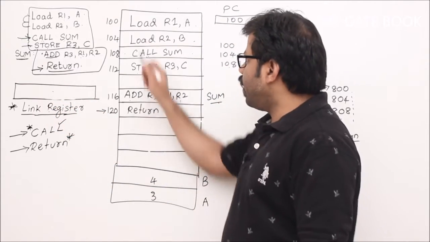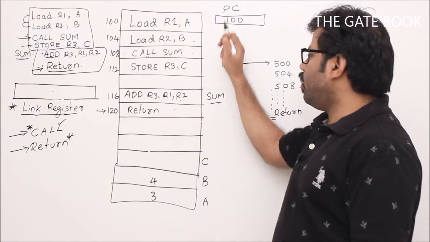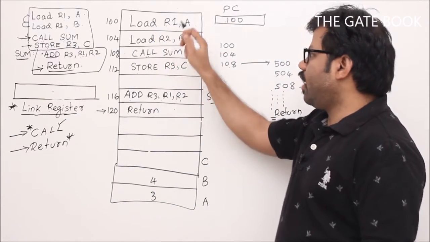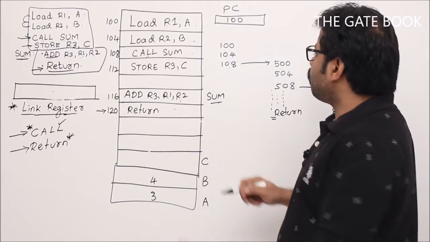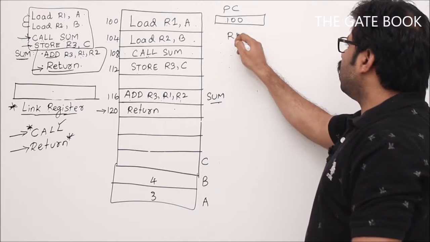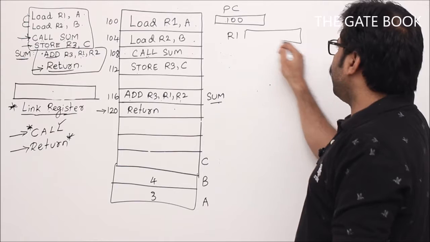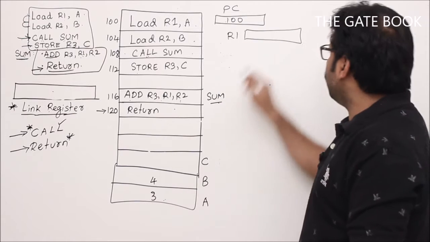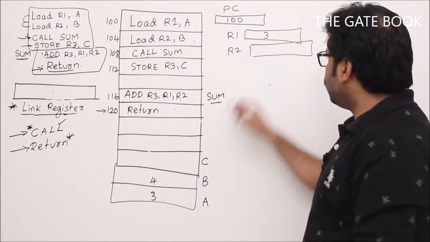Now we blindly execute our program like a normal program. Initially the program counter will be 100. Load R1 comma A. When it is executed, what happens? R1 now contains the value of A, correct? What is the value of A? It is 3, right? Now the next instruction, we know that, R2 gets 4.